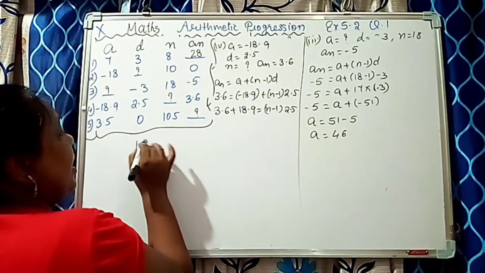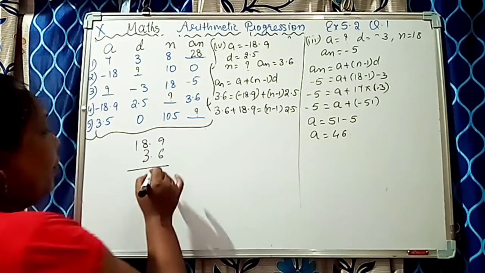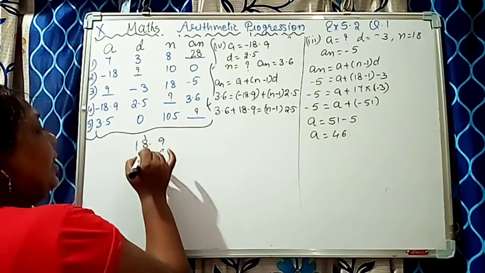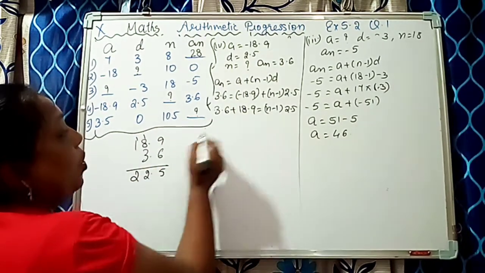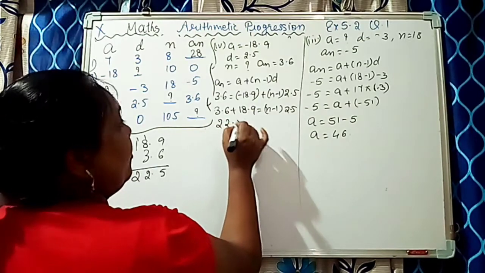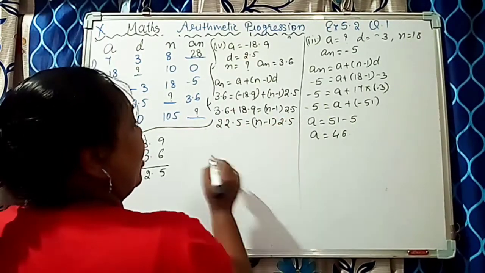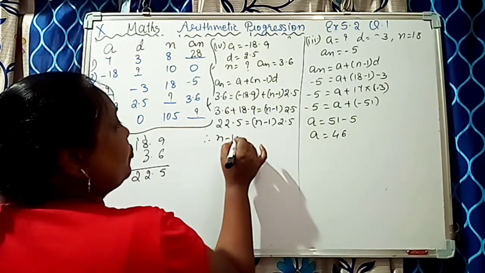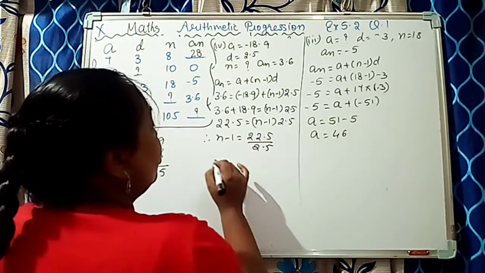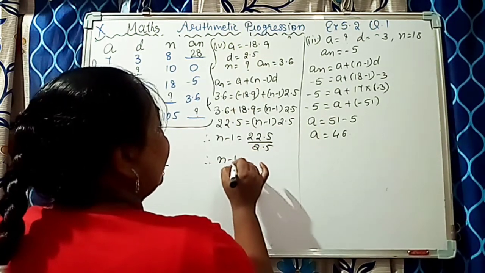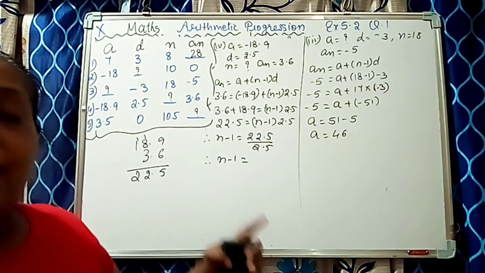3.6 and 18.9. 9 plus 6, 15. 1, 10, 9, 10, 11, 12, 1, 2. Okay, so here 22.5 is equal to (N minus 1) 2.5. Therefore, N minus 1 is equal to 22.5 upon 2.5. So, therefore, N minus 1 is equal to 22.5 upon 2.5.